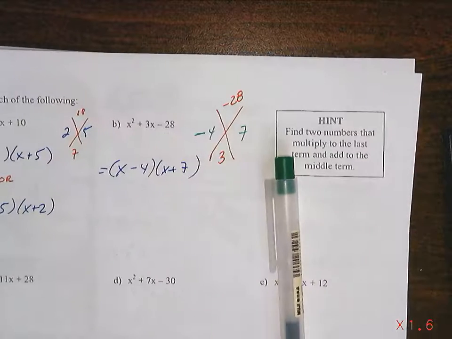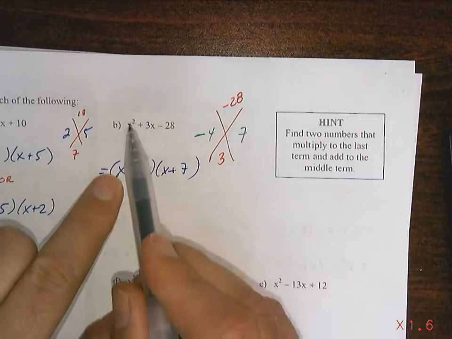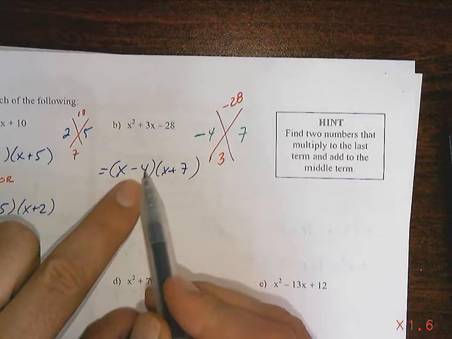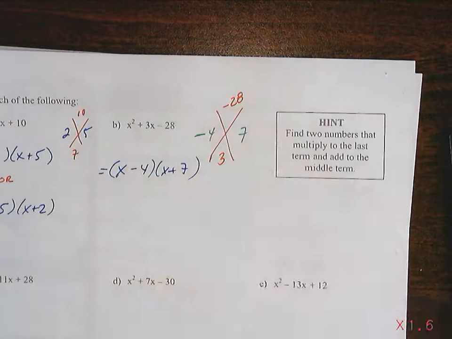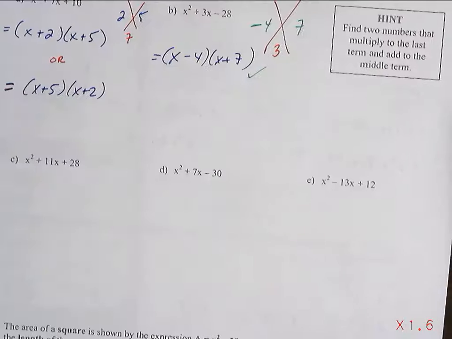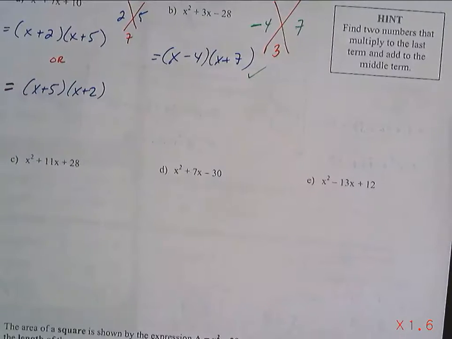Let's see if it's right. X times x is x squared. X times 7 is 7x. Take away 4x is 3x. Negative 28. We are correct.